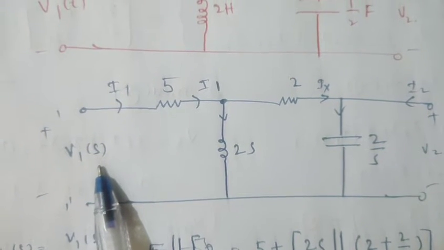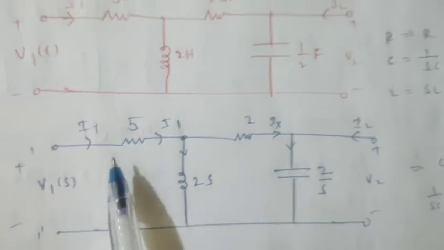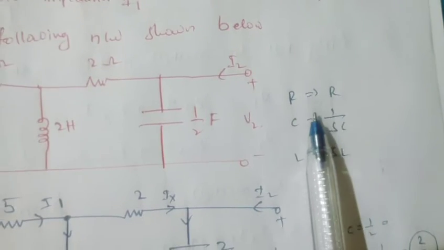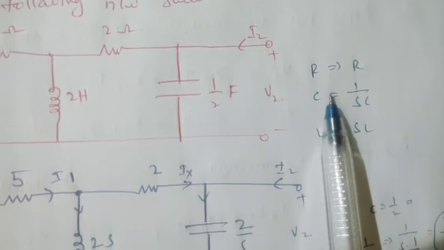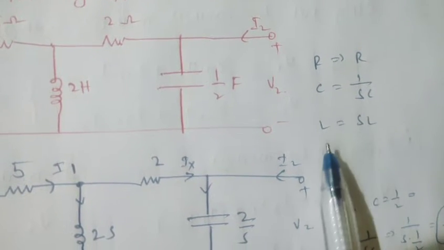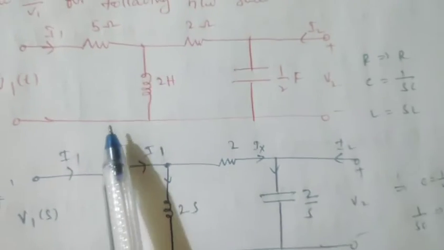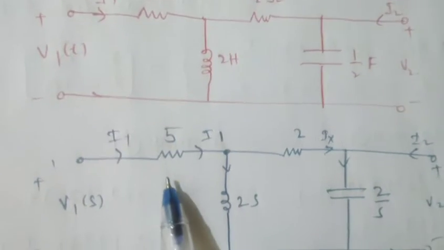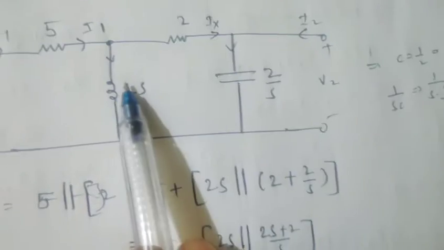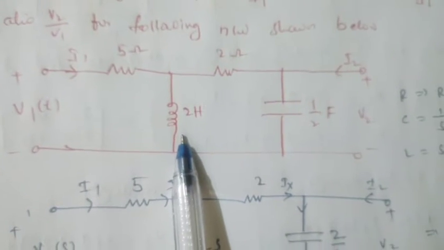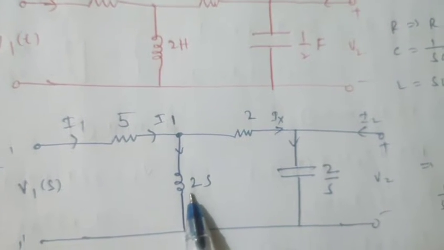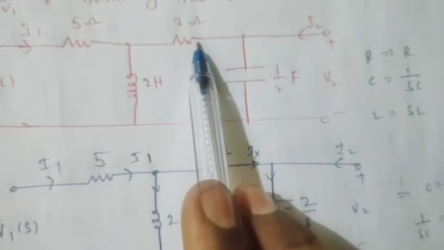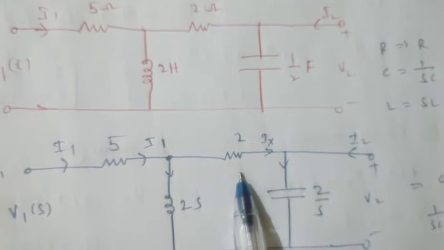So this network becomes V1 of S. R is simply R, and if we want to change from the time domain to the frequency domain, replace R with the R value only, C with the 1 by SC value, and L with the S into L value. Here I am simply replacing the 5 ohms resistor with the 5 ohms resistance value. Similarly, here it is a 2 Henrys inductance, so this 2 Henrys is nothing but 2 into S, that is 2S. Similarly, the 2 ohms resistor stays as 2 ohms resistance.